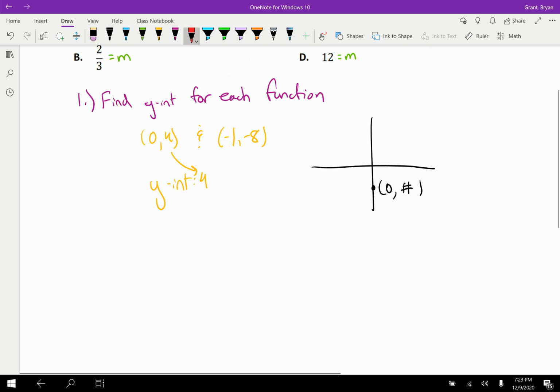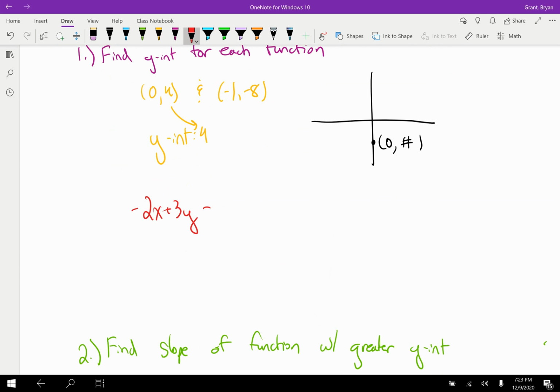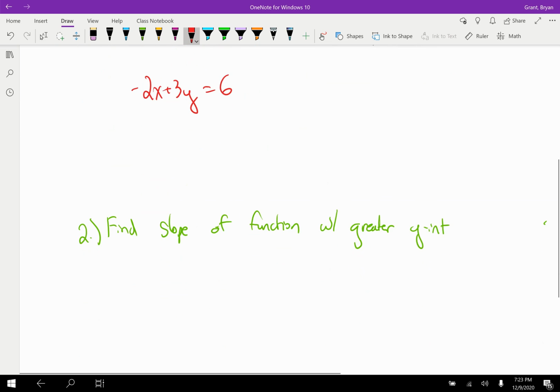The other function is -2x + 3y = 6. Now there are 2 ways to find the y-intercept here. I'm going to show you one way, and then I'm going to show you a second way in just a second. So one way to find a y-intercept anytime ever is, we know a y-intercept, and we just saw this above, has to be (0, something). So let's take this equation and let's replace the x with 0.